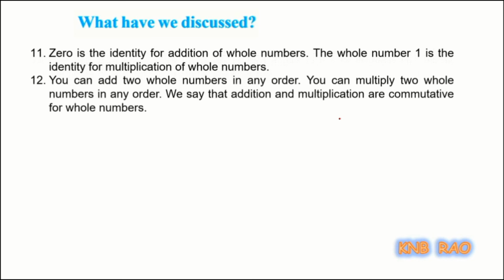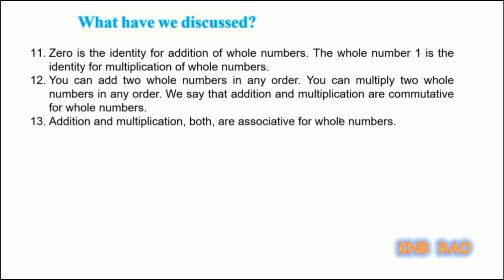So the 12th point is that you can add two whole numbers in any order. Similarly, you can multiply two whole numbers in any order. Thus, we say that addition and multiplication are commutative for whole numbers. And then the 13th point is that addition and multiplication both are associative for whole numbers. Associative is nothing but, with more than two numbers, doing addition in any order or multiplying in any order, that is, with 3 or more numbers. We saw that.